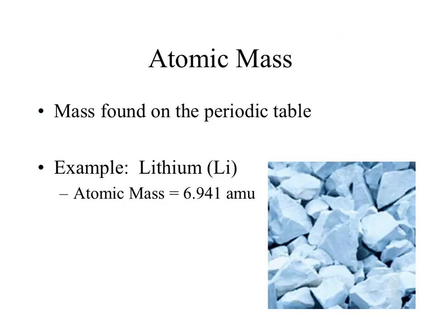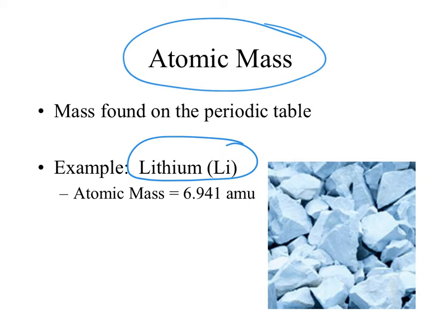So now we know AMUs are what we're going to measure these individual atoms in. Let's take a look at something as simple as atomic mass. If we look at 1 atom of lithium, if you look on the periodic table, lithium is 6.941 atomic mass units, all right? So what does that mean? That just simply means that that's the mass of 1 atom of lithium. Simple as that, 6.941 AMUs. You look on the periodic table.